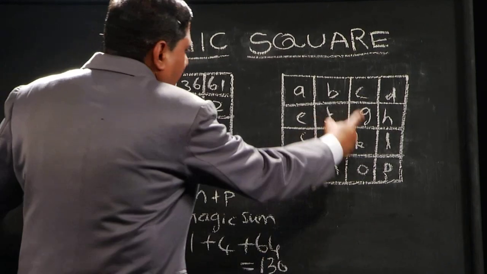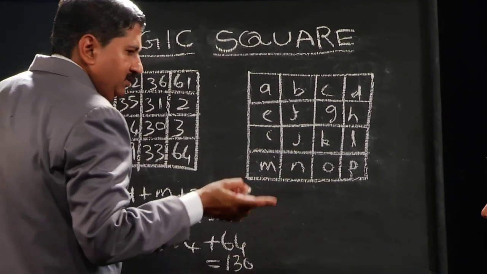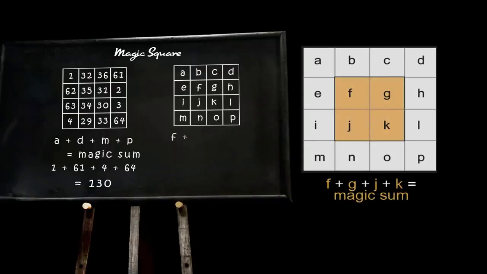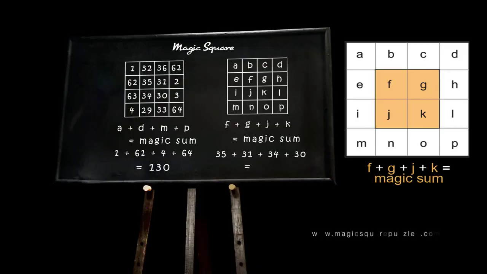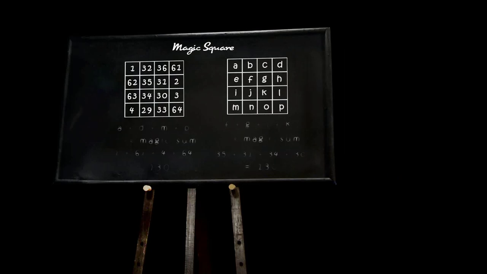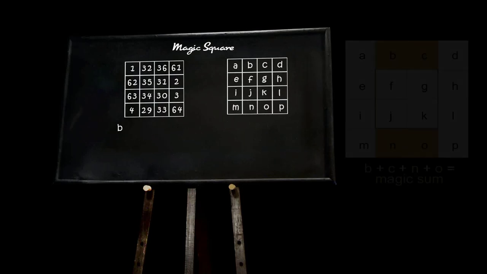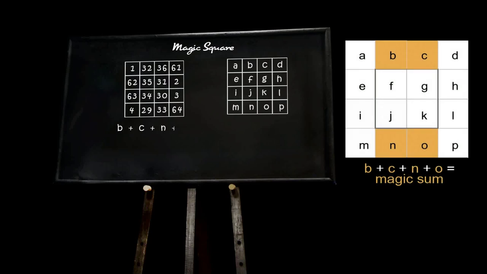Another rule: the center 2 by 2 in a 4 by 4 magic square will always give you the magic sum. That is F plus G plus J plus K: 35 plus 31 plus 34 plus 30. This again gives you the magic sum of 130. Likewise, there are two more rules also, which I will tell you. B plus C plus N plus O: B is 32 plus 36 plus 29 plus 33. This also gives you the magic sum of 130.